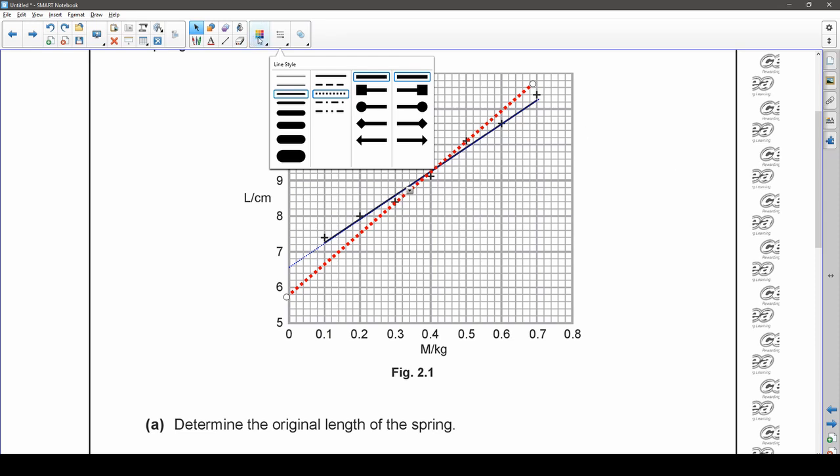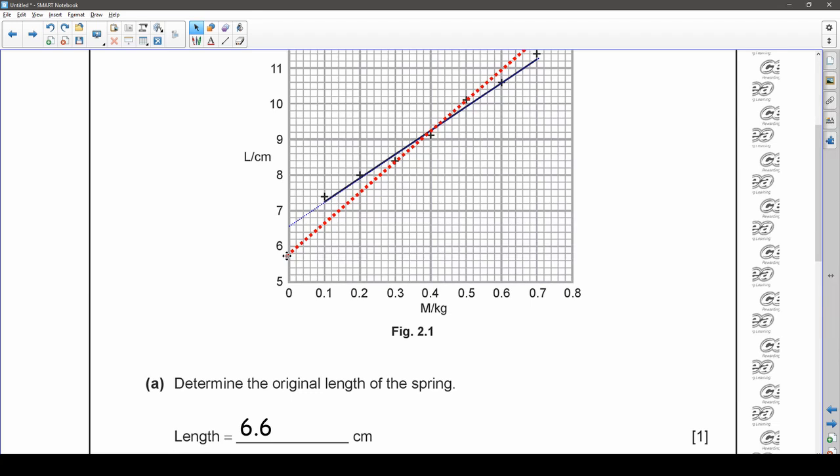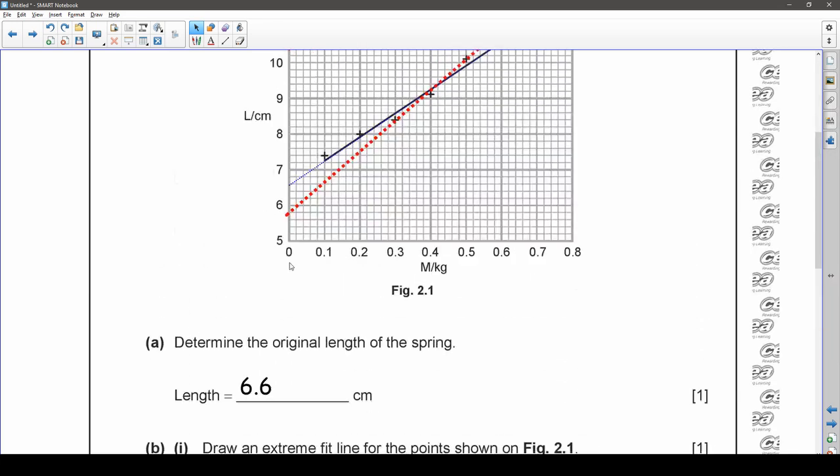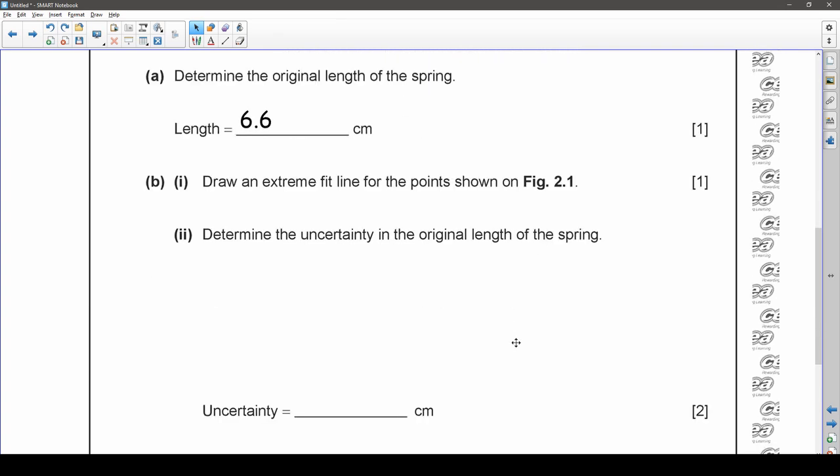Now, the good thing about marking schemes is that if it's not ridiculously wrong, they're generally given. The mark scheme is not going to say extreme fit line between here and here and here. If you're asked to do an extreme fit line, generally speaking, the marking is going to be, get a value consistent with your line. So I'm going to go with this, which gives me 5.8 as my intercept, but it only asks me to draw the extreme fit line. It doesn't ask me to do anything.